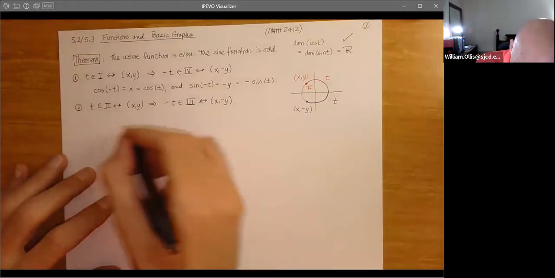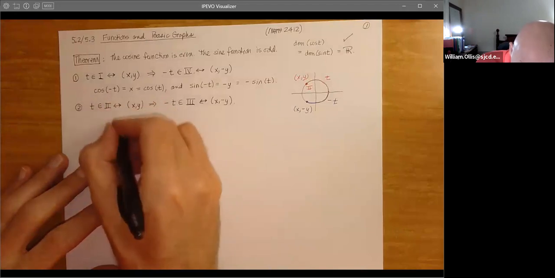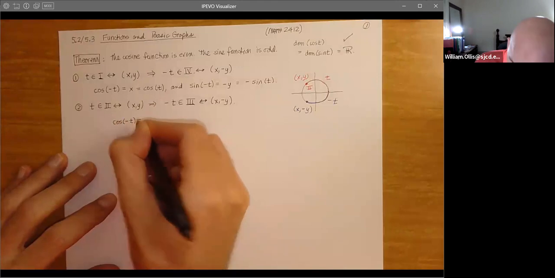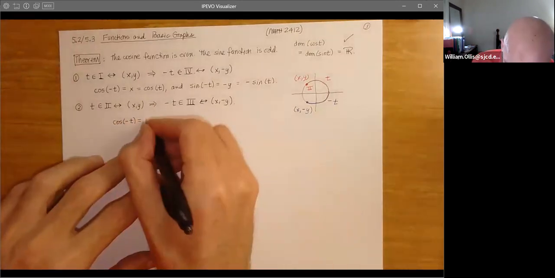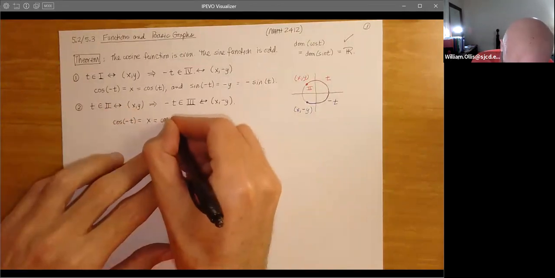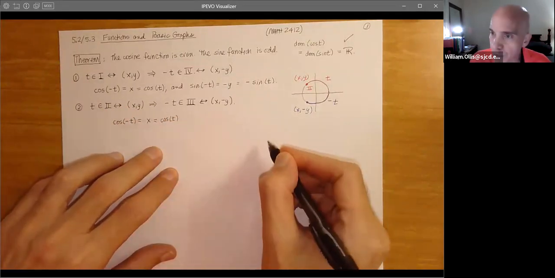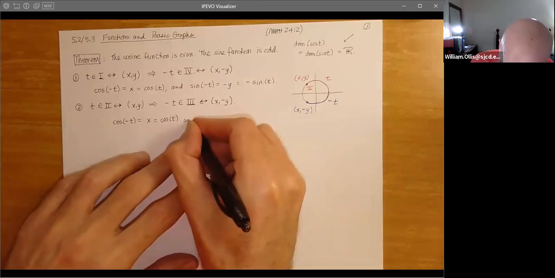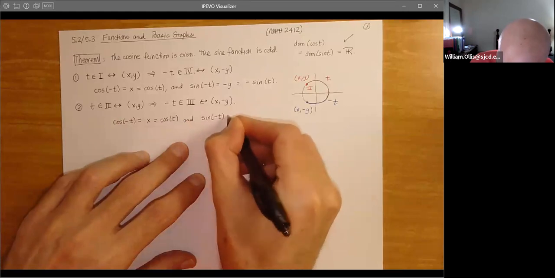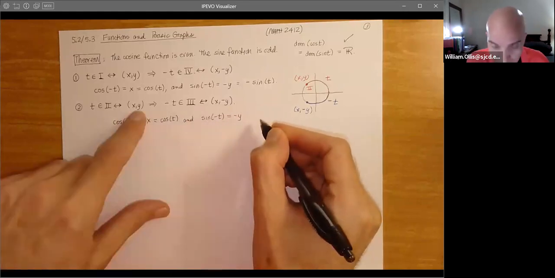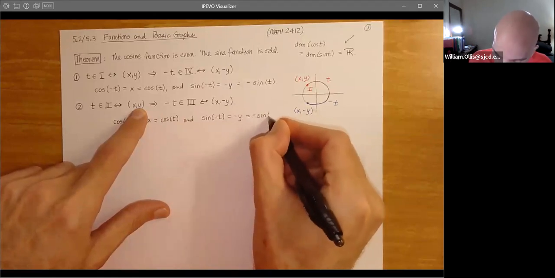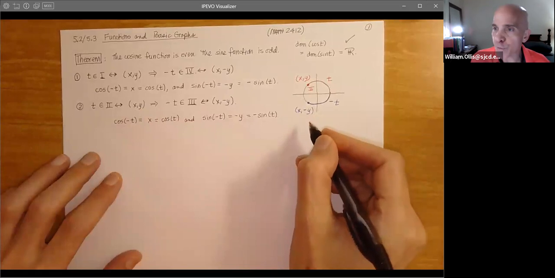Okay, let's look at number 3. Now, of course, we can go ahead and do this. Before we do that, we have cosine of the additive inverse of t will now be x. We take the x coordinate, but of course, that's just cosine of t. So this works. Now you see the drift of this. And sine of the additive inverse of t is negative y, but of course, that's just the negative of the sine of t. So we're basically getting this for free.